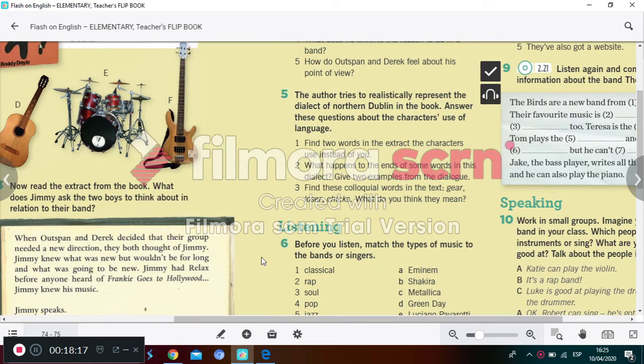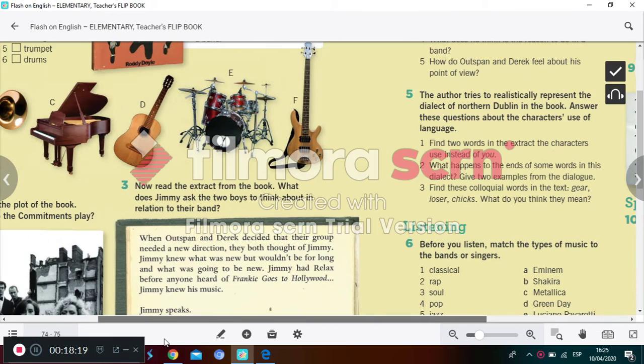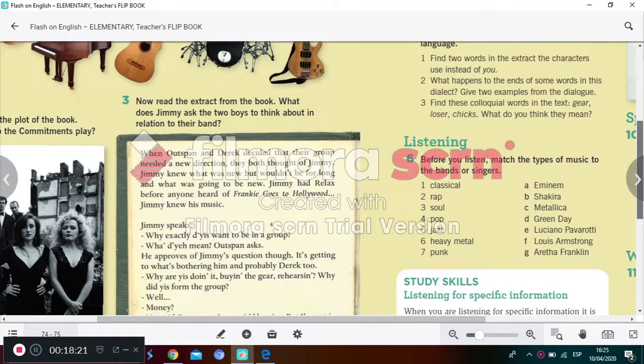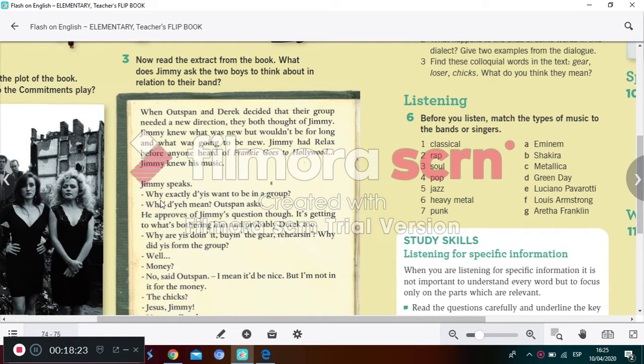For example, here: why exactly Aegis want to be in your group? Huh? Aegis? No, right? Why exactly do you want to be in your group? Could be. Oh, hey, what yeah mean? Or the answer is, hey, what do you mean?